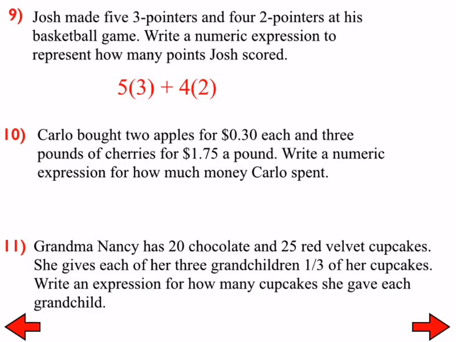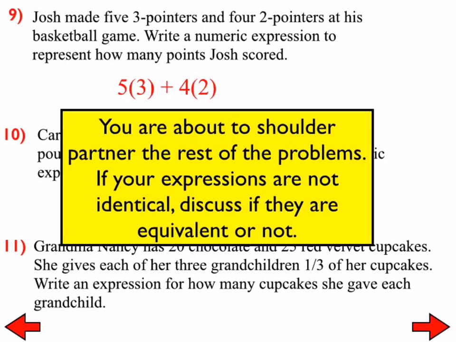All right, so we're about to shoulder partner all the rest of the problems, and the key is this. When you compare with your shoulder partner, what you want to make sure of is if your expressions are not identical, you need to take a look at both of them and discuss whether they are equivalent or not, because we've already seen that there's more than one way of writing something. So when you shoulder partner, if your expressions are not identical, discuss if they are equivalent or not. So this is going to probably take 2 or 3 minutes. Go ahead and shoulder partner all of 10 through 17. Go.